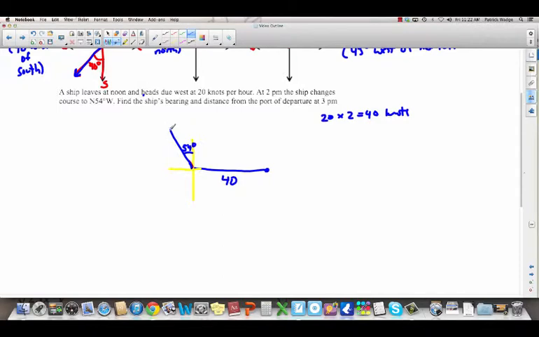It traveled for 1 hour in this direction, the same speed. We have to assume it was the same speed. It doesn't say that, but let's assume. So it now finishes at 3. It traveled from 2 to 3 in this direction. So how far did it travel? Well, it was going 20 knots an hour.